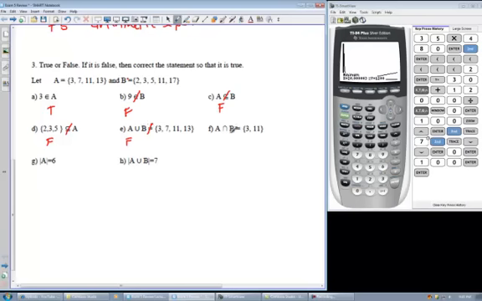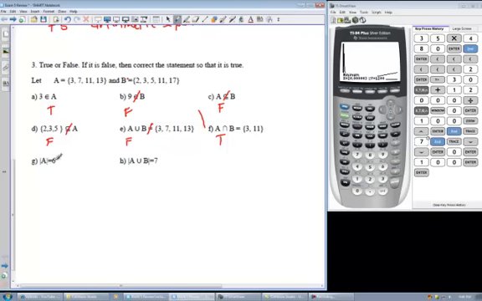A intersect B, this is what they have in common. So they have a 3 in common, yes. They have a 7 in common, no. They have 11 in common, yes. They have a 13 in common, no. So yes, this is a true statement. They have 3 and 11 in common, and that's it. Nothing else.